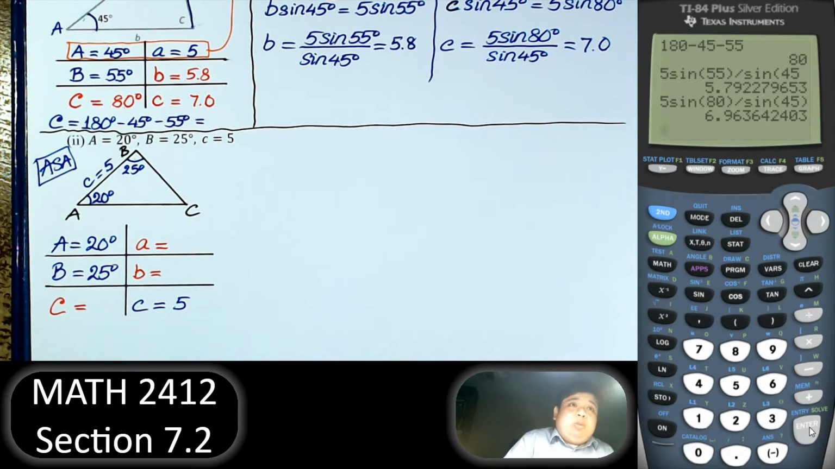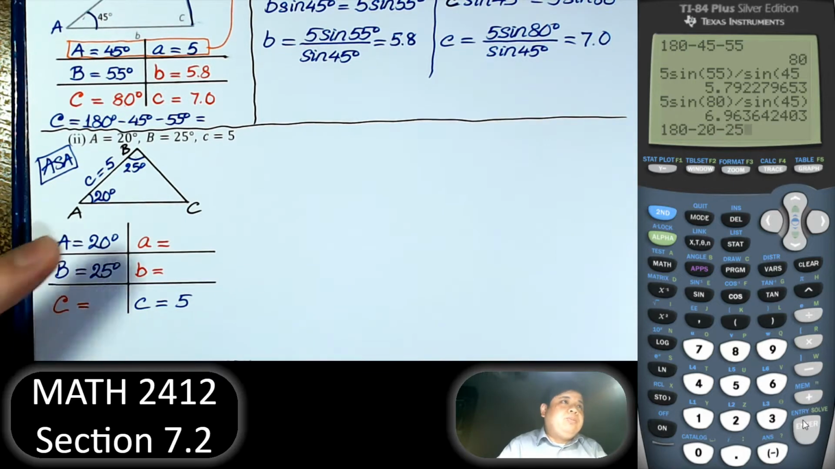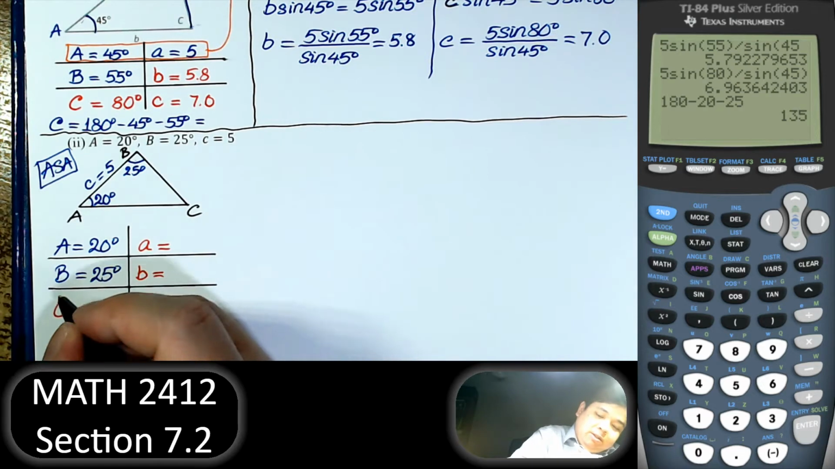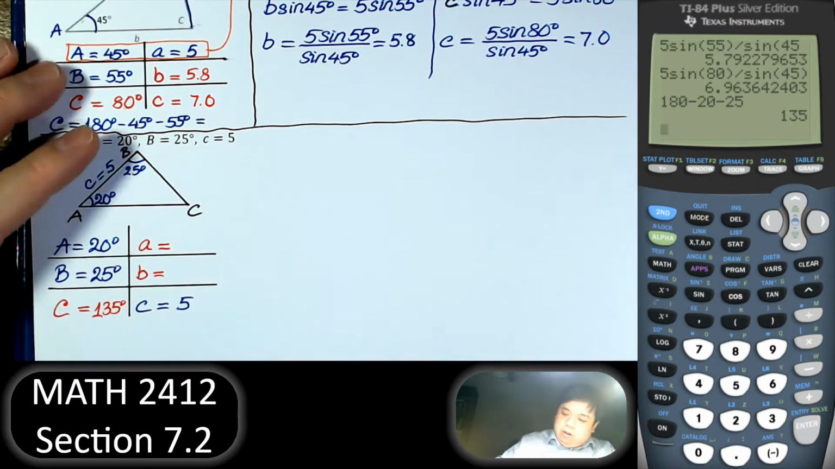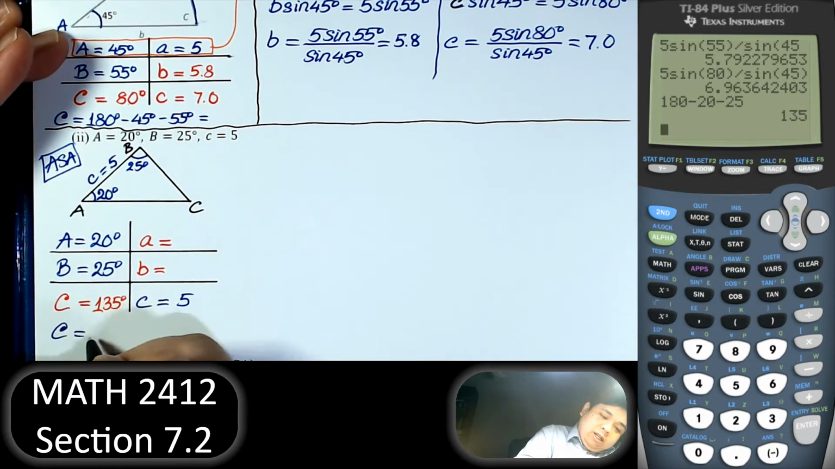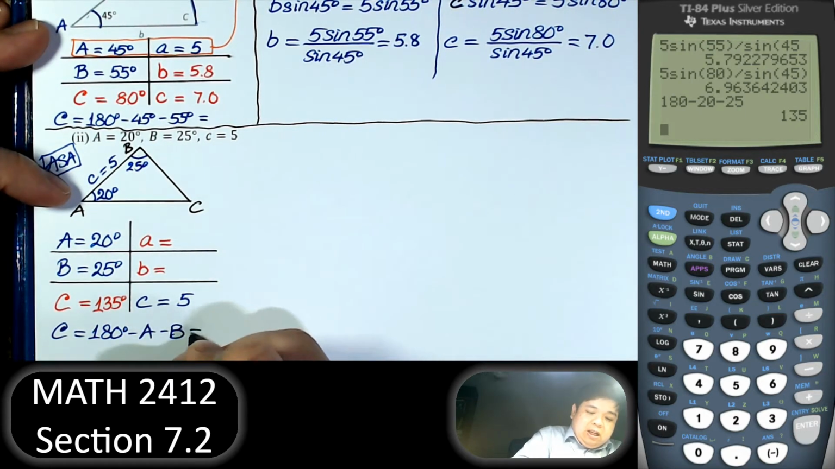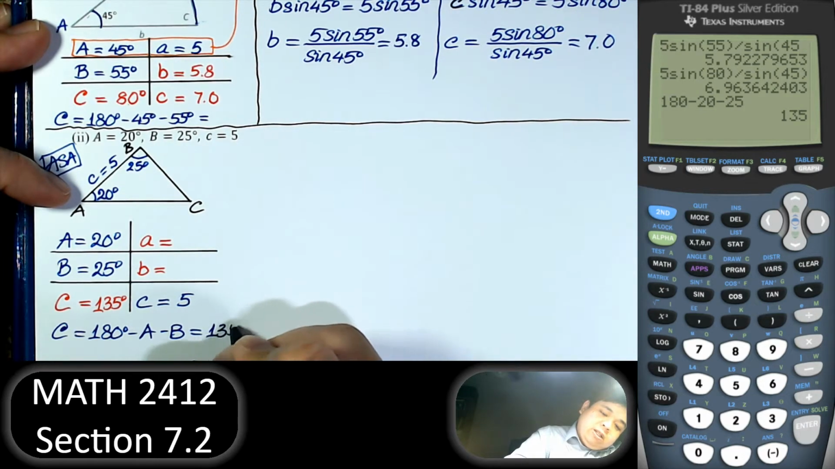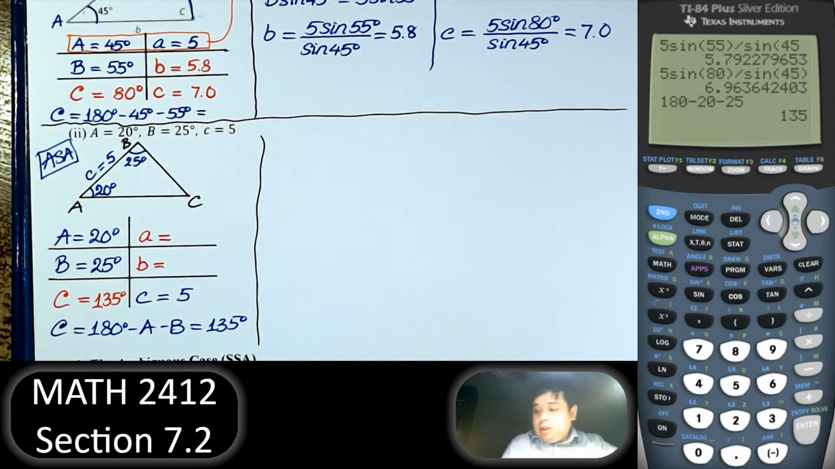But similar to the previous problem, where we know two angles, we know the last one, because they add up to 180 degrees. So we just take 180 minus 20 and minus 25. So that is 135 degrees. It's just right here. Angle C is 180 degrees minus A minus B, and that gives us 135 degrees. Right, that's good.